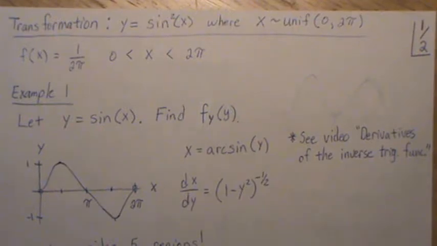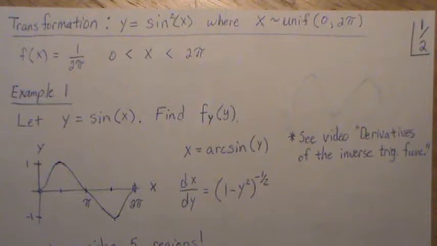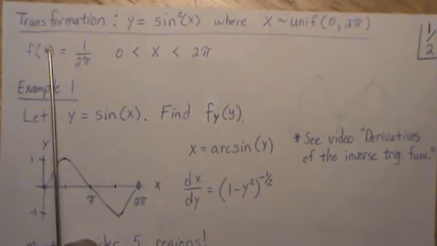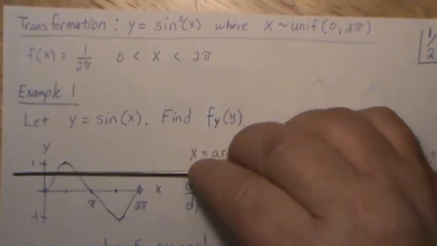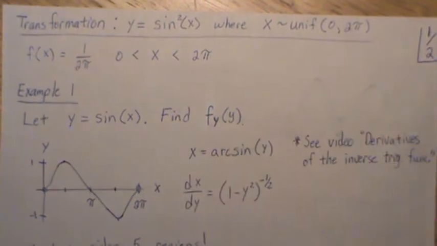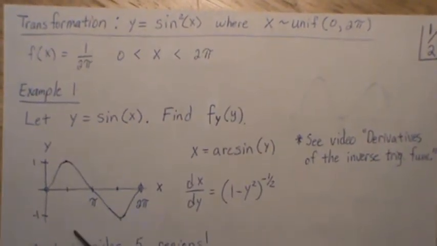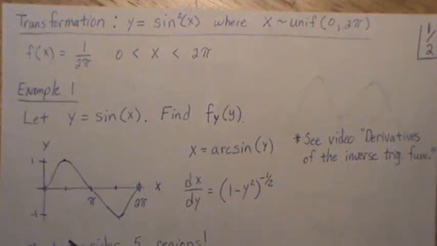Now, when you do transformations, they pretty much have to be one-to-one type transformations. So this is not one-to-one. It's a function, of course, but it's not one-to-one because it passes through more than one point. So now we have to break it up into regions. We have to do it in a smart way.